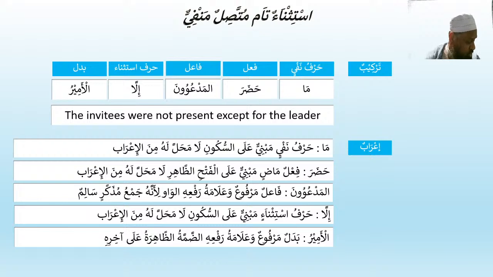بدل مرفوع وعلامة رفع الفتحة. What is the علامة of مرفوع, not فتحة? Yes, I understand. I know it is a typo. Yep. Good. Yeah. Sometimes this auto correction makes auto correction.